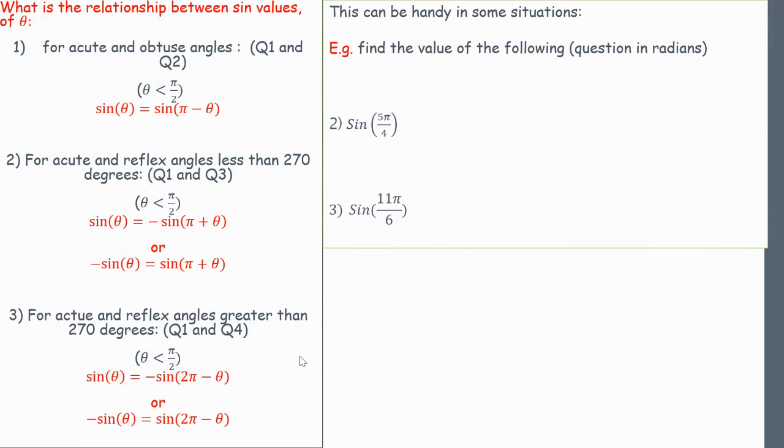Okay, find the value of the following. This time in radians, I have sine 5 pi on 4.